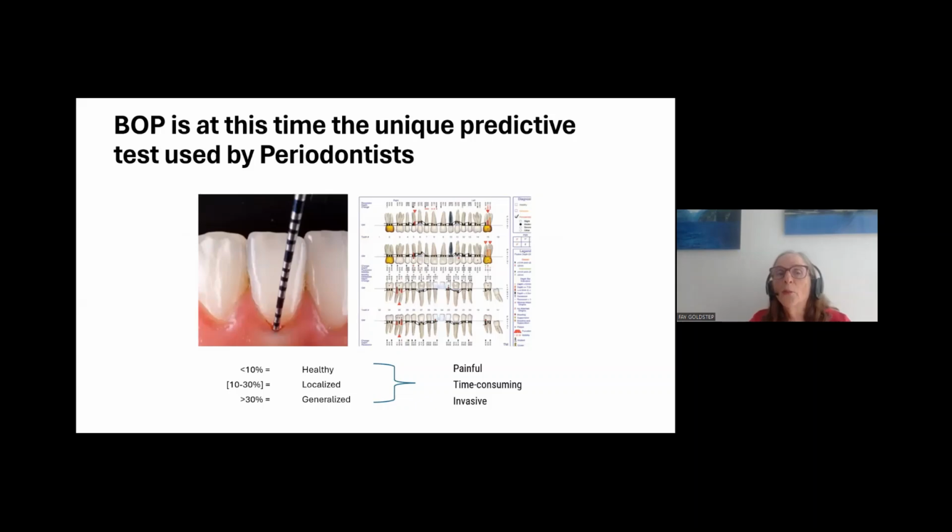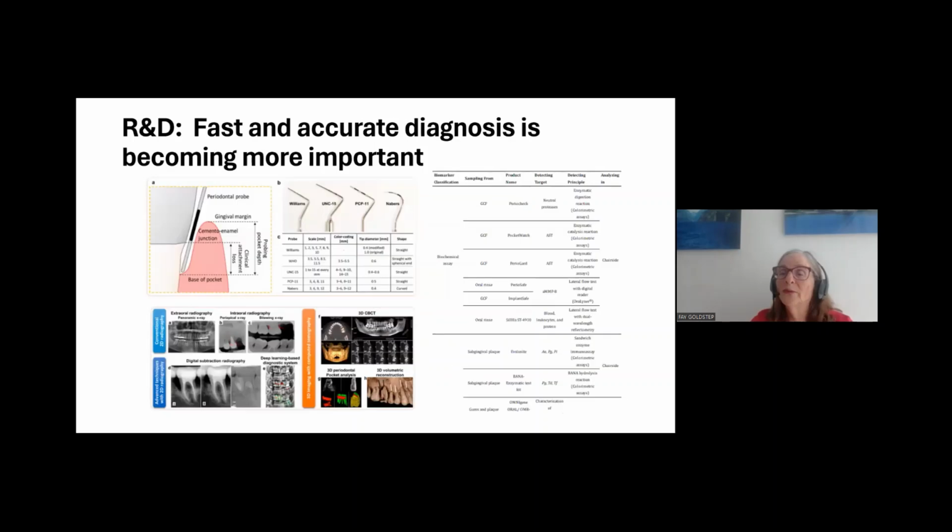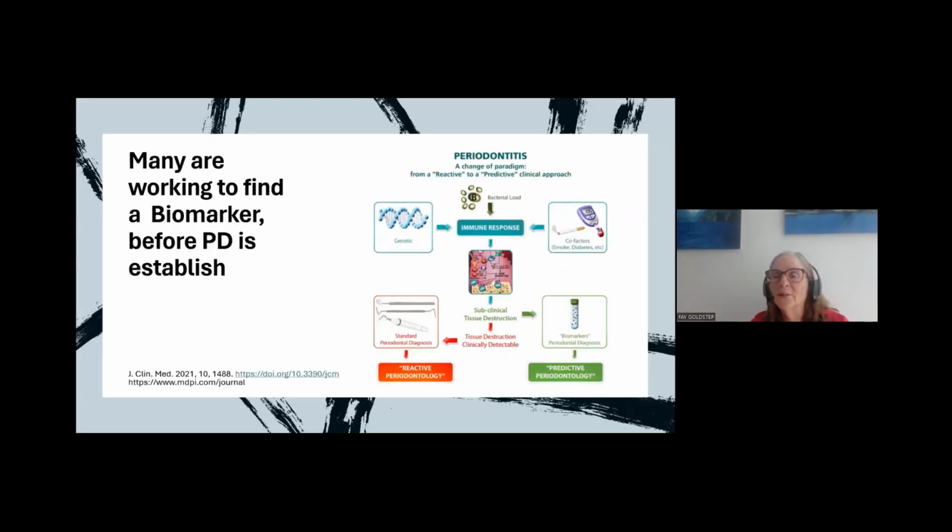The problem with bleeding on probing testing is it can be painful. It can be time consuming. It can be invasive. And also the patient doesn't really understand it. They say that when they brush their teeth, their gums don't bleed, right? But we know that when we see bleeding on probing, it might be indicative. So we're looking for a fast and accurate diagnosis, and there is a lot of information and testing out there on different biomarkers. I don't think you can see them all because we're covered up, but the list is there.